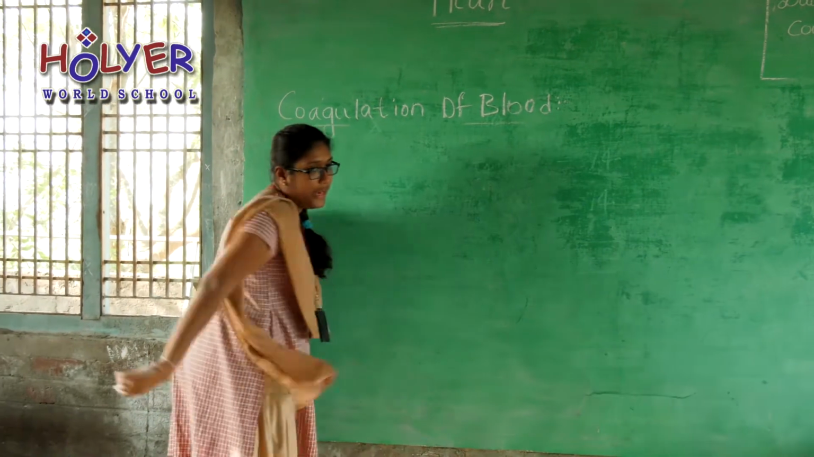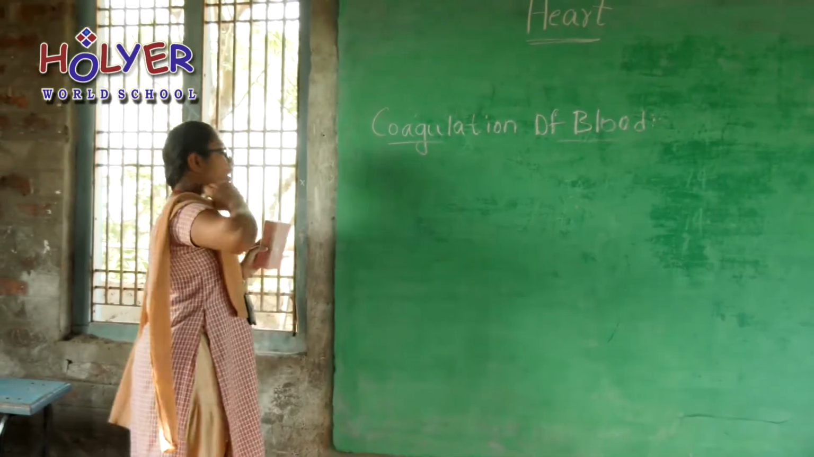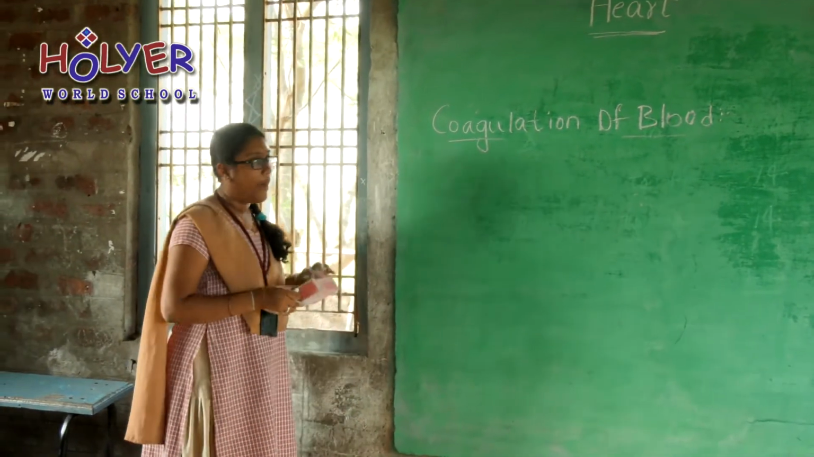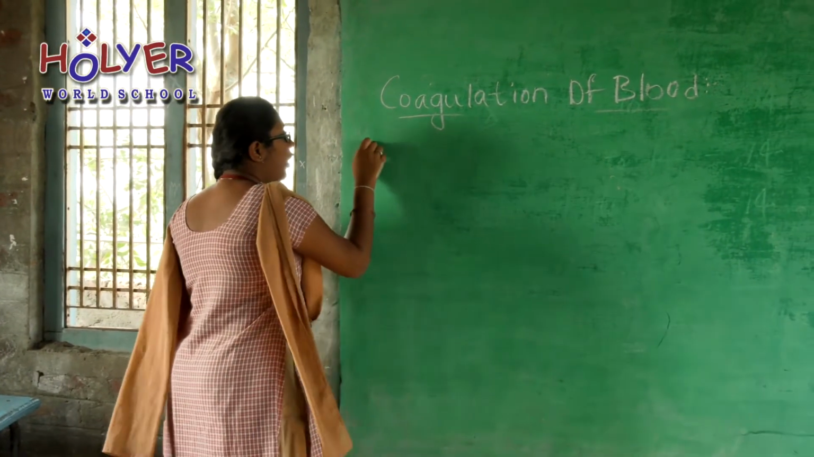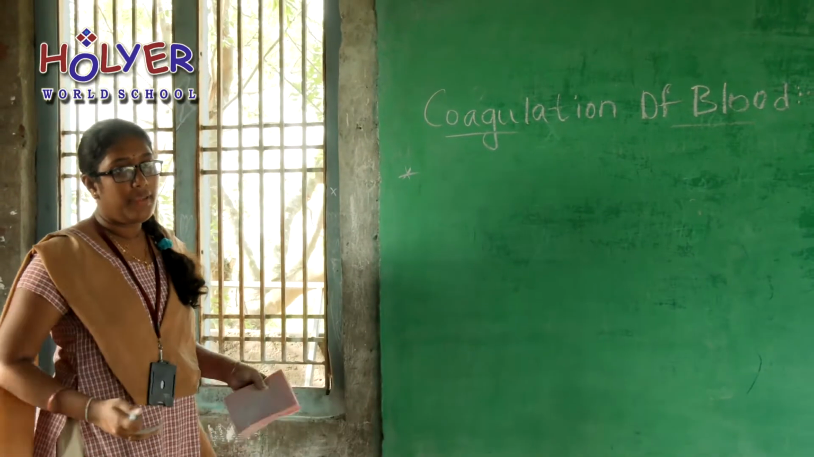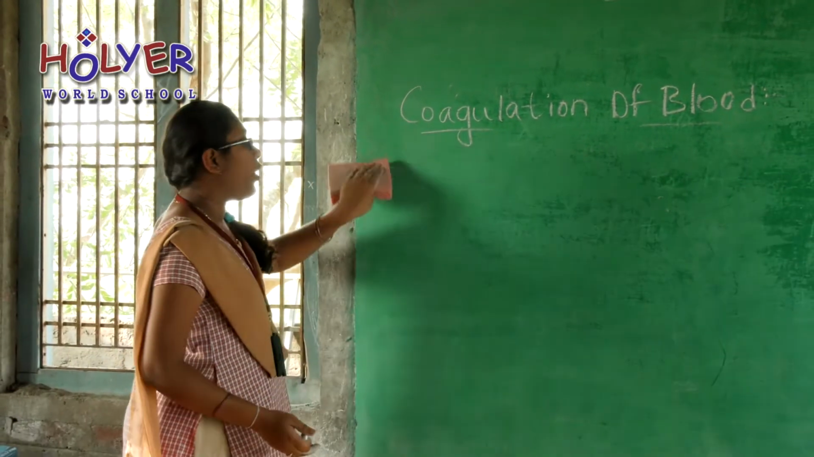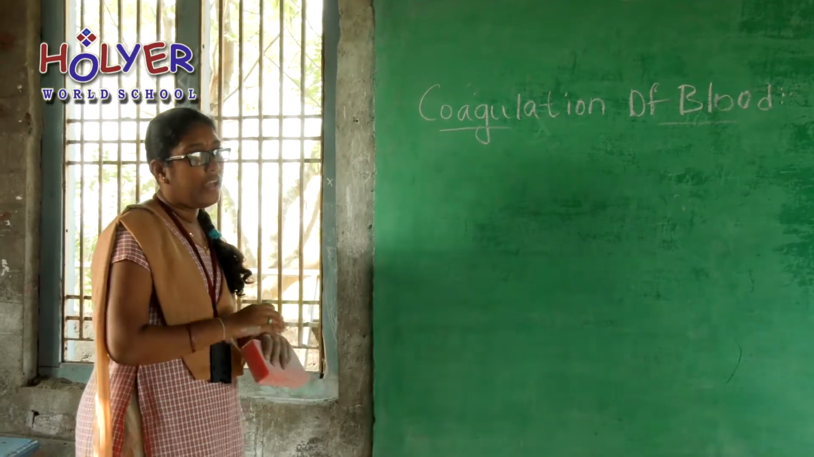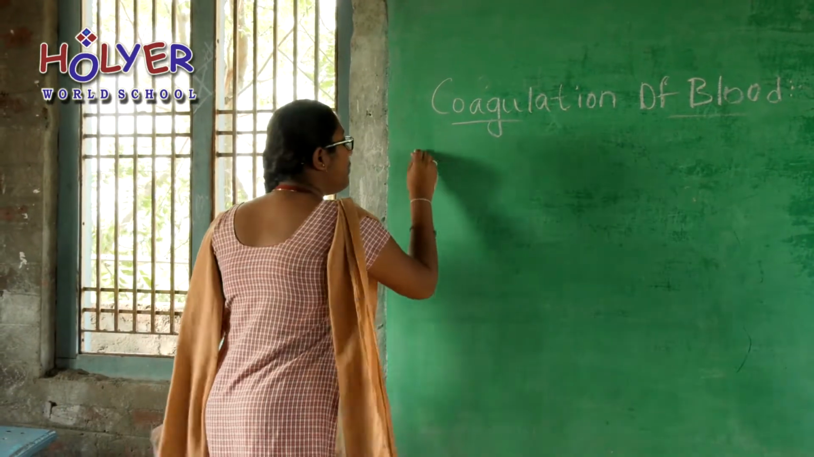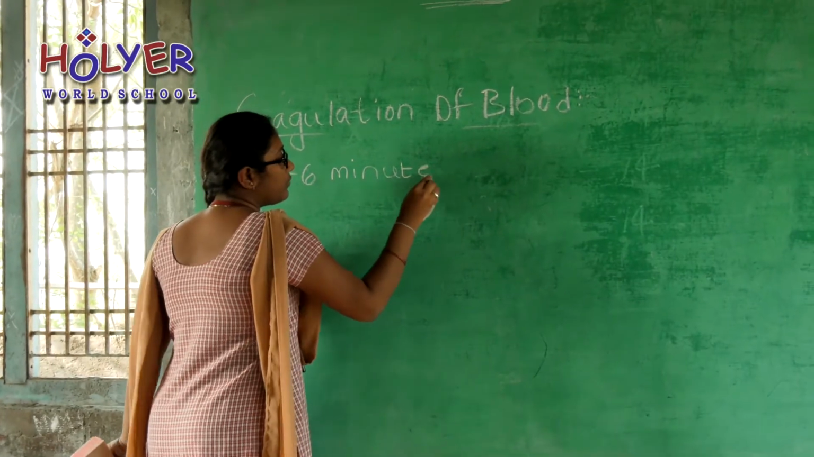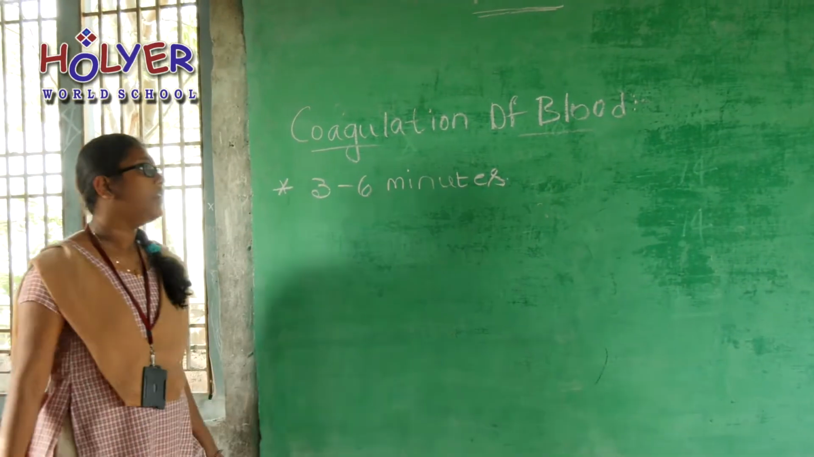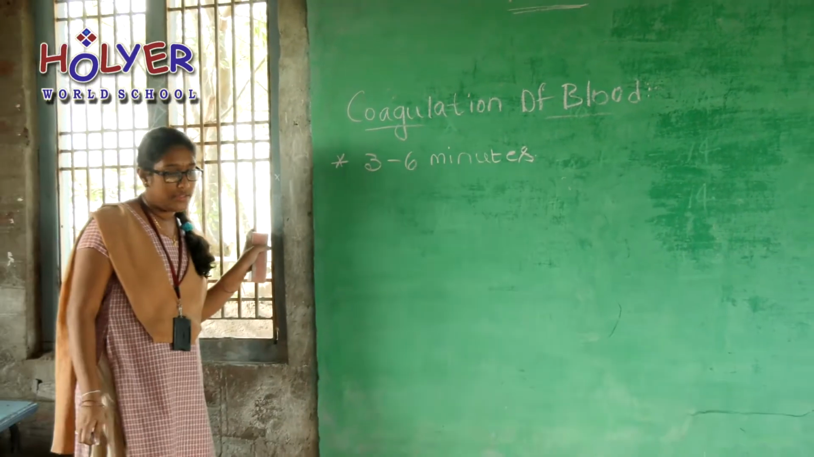Coagulation of blood. If any wound or injury happens to us, the blood comes out. But after some time, the blood will be clotted. There is a chemical process for the clotting of blood. The blood clots in 3 to 6 minutes. So what happens in between?